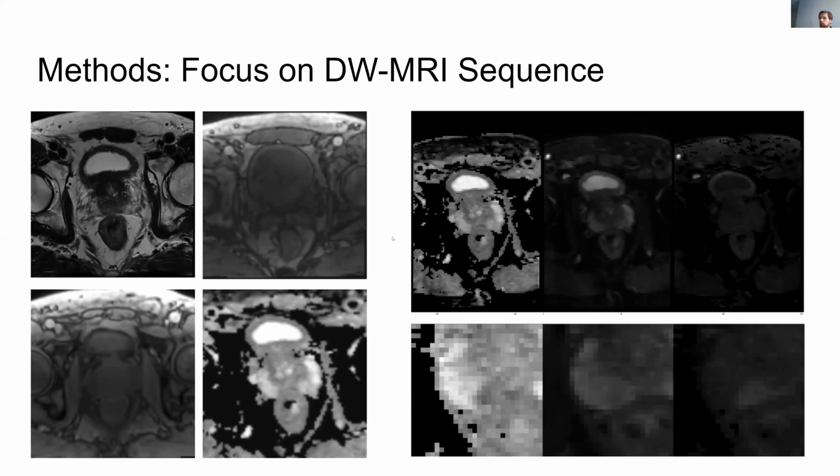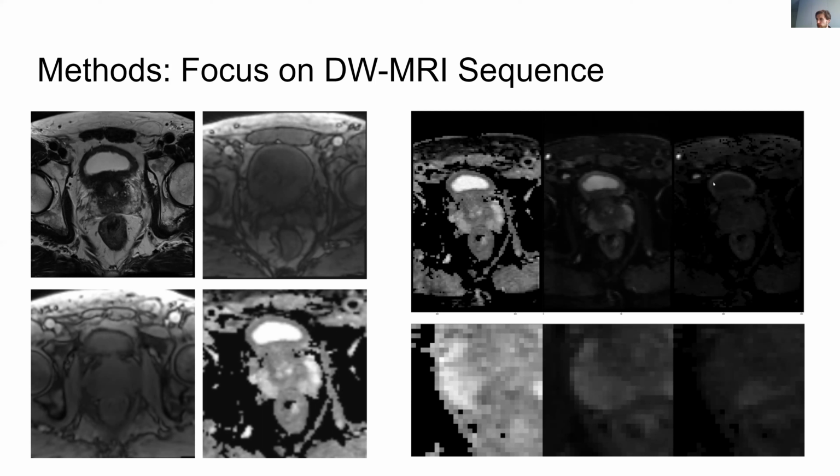We focus on the DW MRI sequence, which is this one here, because it's generally considered the best sequence to characterize prostate cancer from. So here on the right, you can see the three images which are available in the Prostate X database for the DW MRI sequence. You have the ADC map, a combined B-values image, and the B0 image.